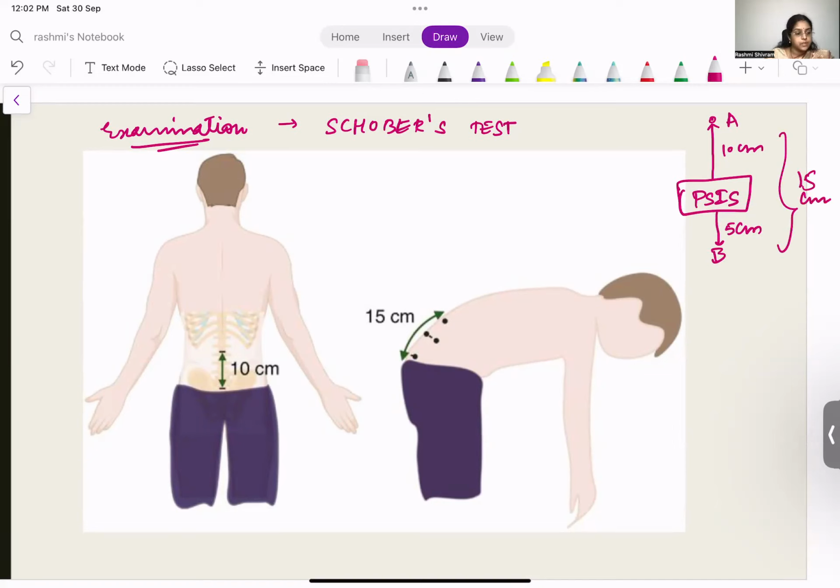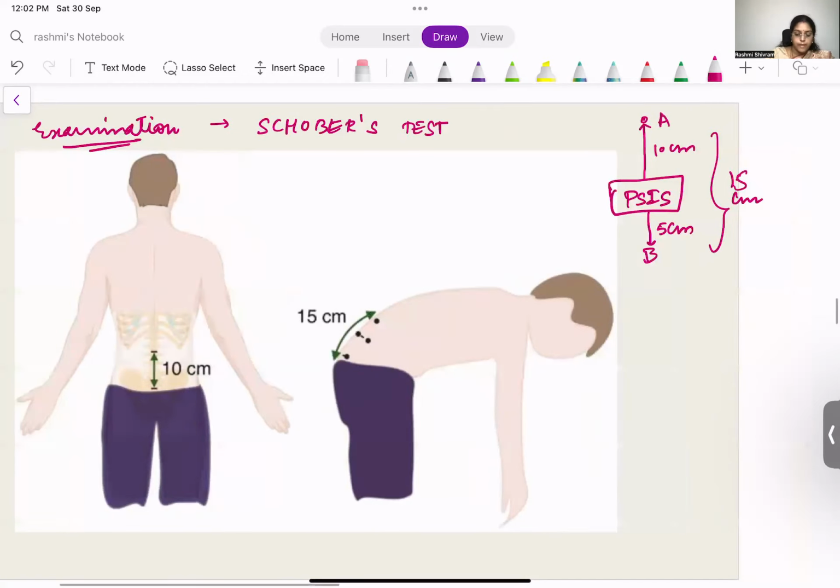So what happens in these patients? If it is more than 20 centimeters, the patient is normal. But what happens in ankylosing spondylitis? Because of the bone fusion, the patient is not able to bend down completely, and the distance does not increase.